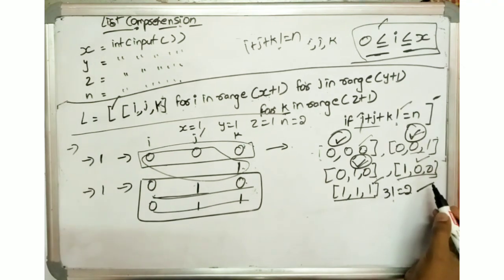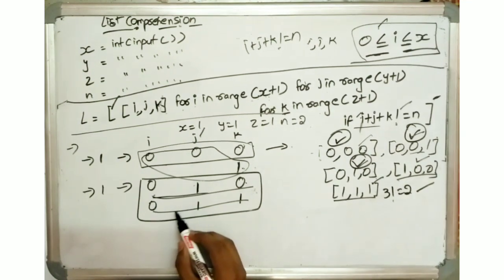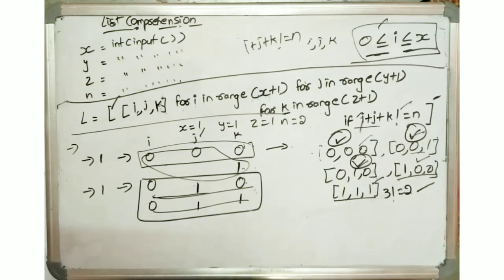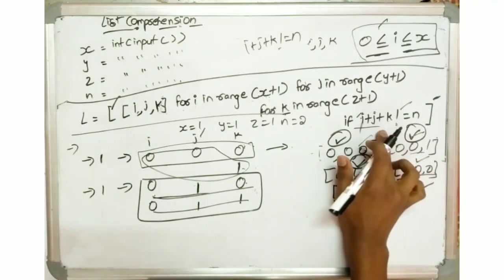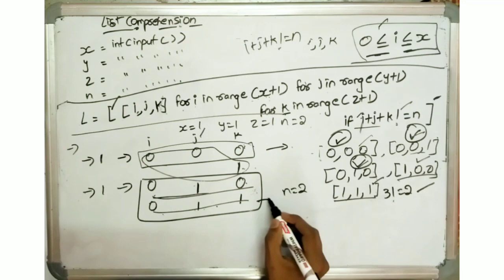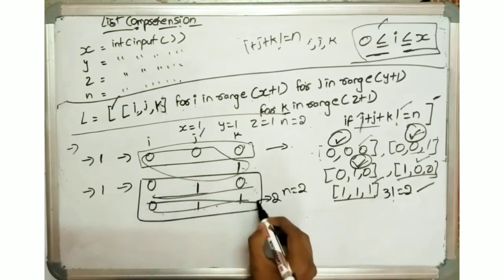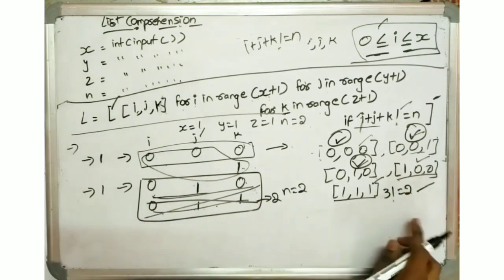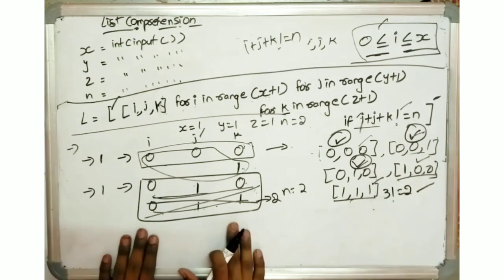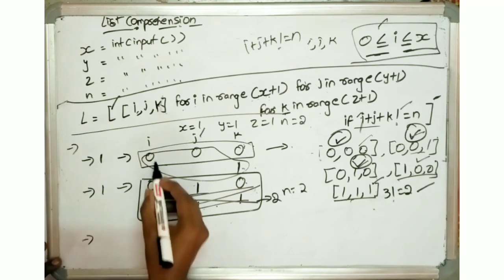Okay, 0, 1, 1. Now check the condition: i plus j plus k equal to n or not. 0 plus 1 plus 1. What is the n value? 2. The i plus j plus k value is also equal to 2. So we don't consider this case, and we did not mention it anywhere. Okay, right? We will go for the next i value.